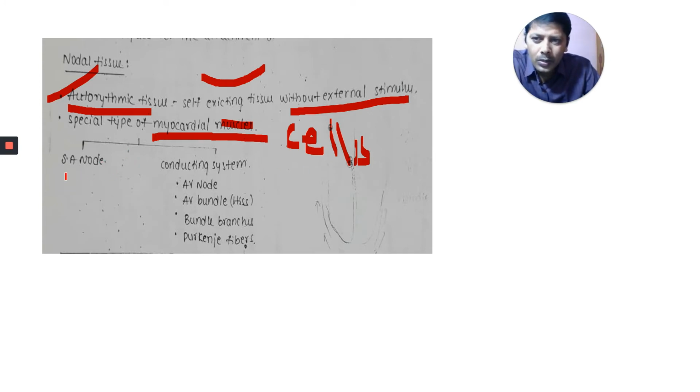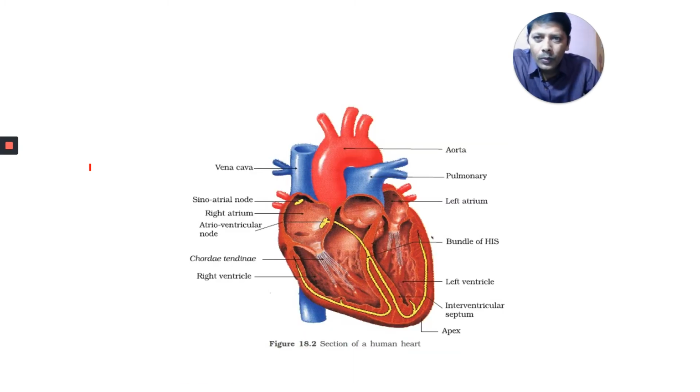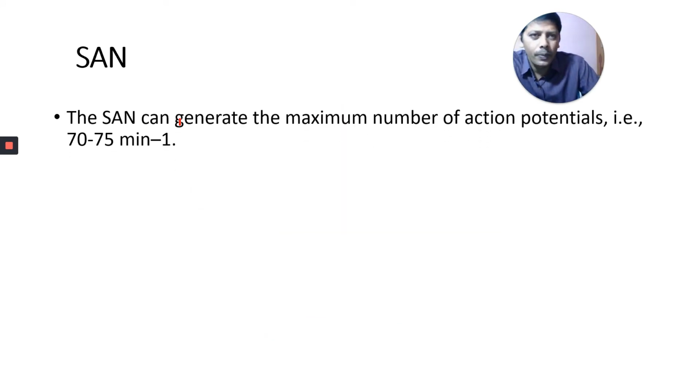And here it consists of SAN node, AV node, and AV bundle or His bundle branches and Purkinje fibers. Okay, these all are the components of the nodal tissue. Let us take each one. Okay, first let us talk about SAN, sinoatrial node. Sinoatrial node can generate the maximum number of action potentials, that is 70 to 75 action potentials per minute.